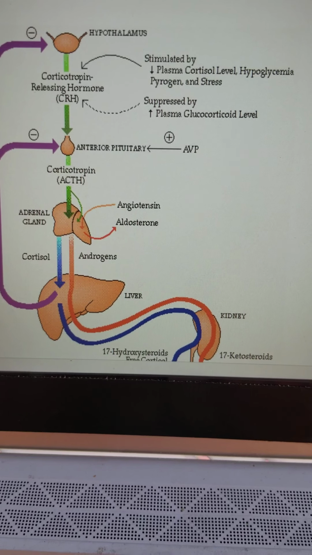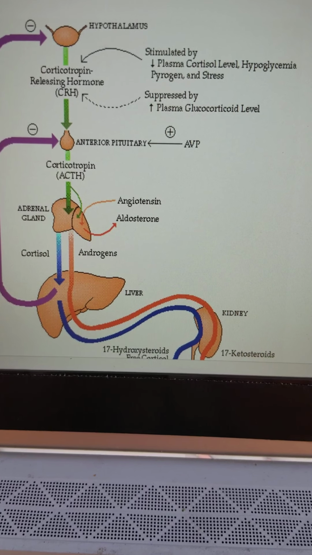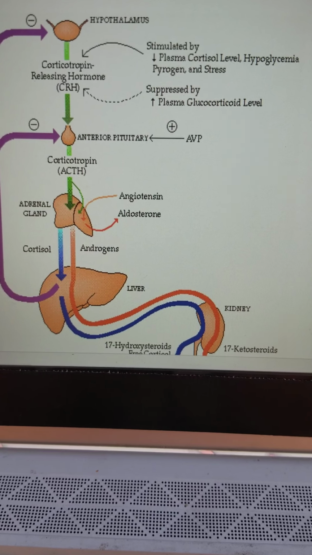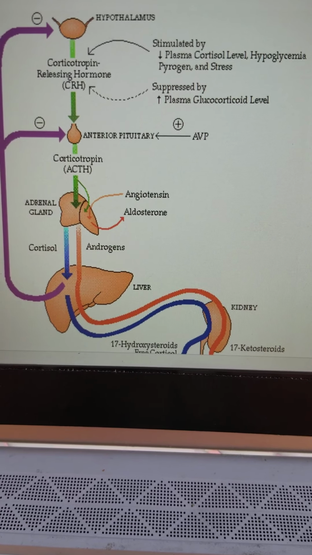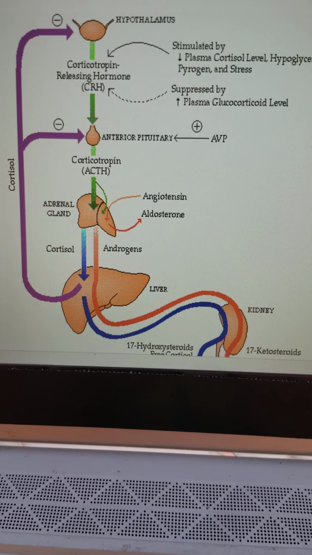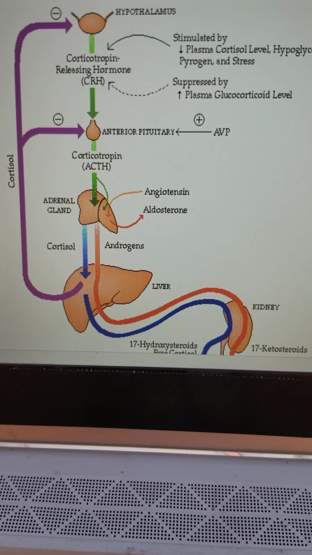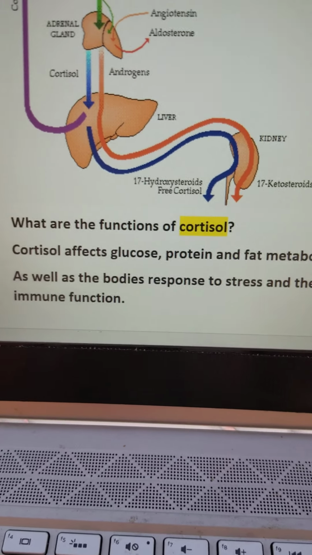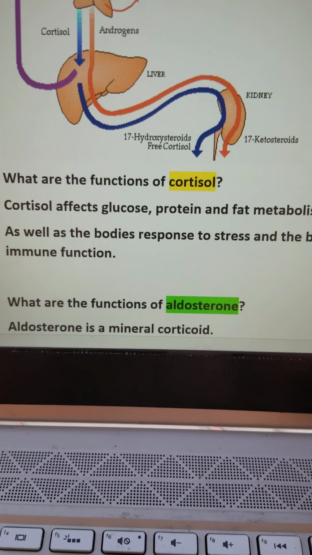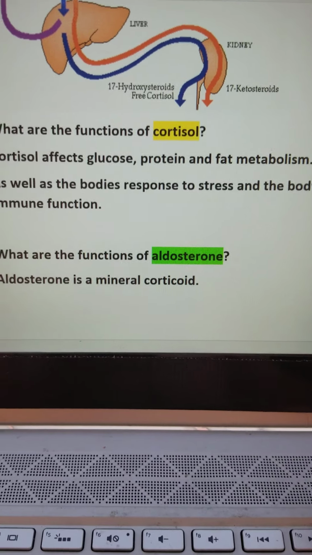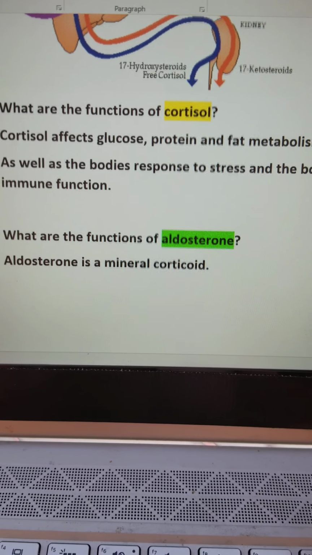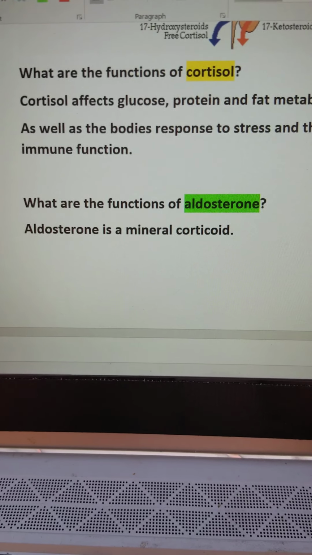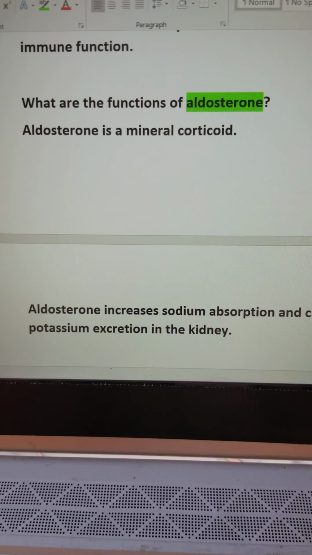But if you have decreased cortisol in your blood, you will also stimulate the CRH, corticotropin releasing hormone, to stimulate corticotropin from the anterior pituitary to tell the adrenal gland to release the cortisol into the blood. And cortisol affects glucose, protein, and fat metabolism, as well as the body's response to stress and the body's immune function. What are the functions of aldosterone?